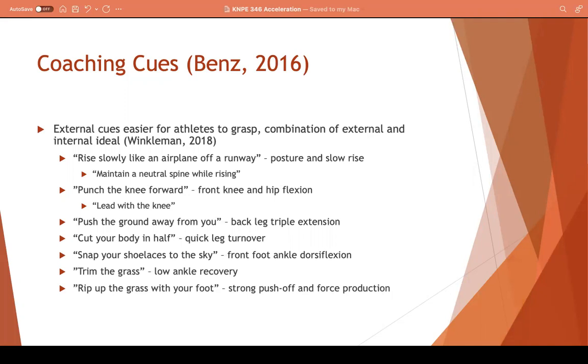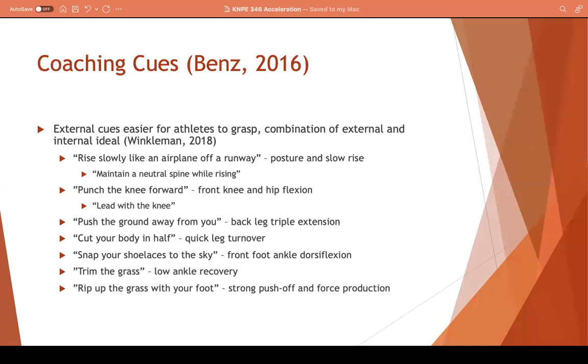While internal cues have been more commonly used in the sports field, recent research has demonstrated that external cues can be easier for athletes to grasp and might be more effective to achieving the desired outcomes. It is likely the case that a combination of external and internal cues is optimal to ensuring athletes understand what they must do while sprinting and remember it in future training and performance.